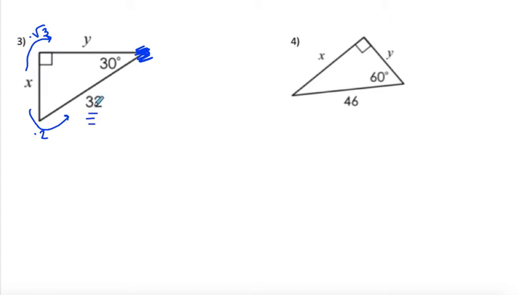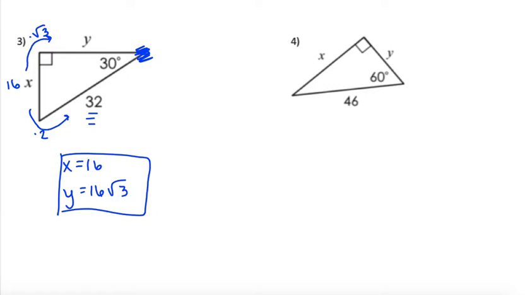So 32 got there by taking times 2. So going backwards, divide by 2. 32 divided by 2 is 16. And once I have 16 for the short leg, I can multiply it by radical 3 to get y. Those are my two side lengths.